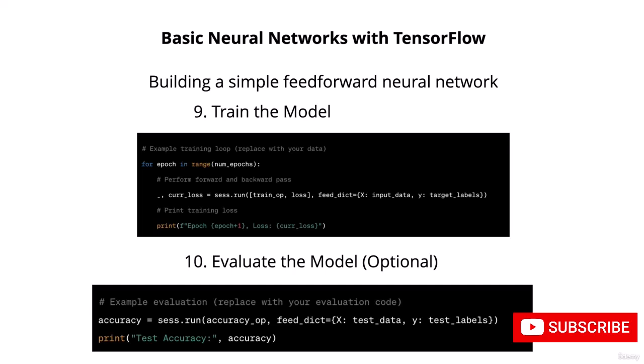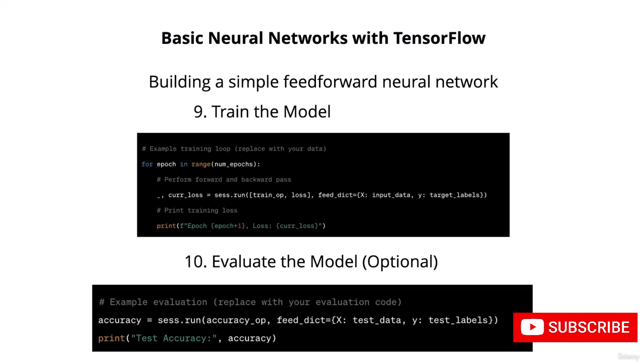Step number 10, the last option, is evaluating the model. This is an optional step. After training the model, evaluate its performance on a separate validation or test dataset to assess its accuracy and generalization ability. You can do that by saying accuracy equal to session.run, you pass the accuracy operation as the first input, then feed_dict equal to X test data and Y equal to test labels. Print the test accuracy, and you'll get the accuracy.